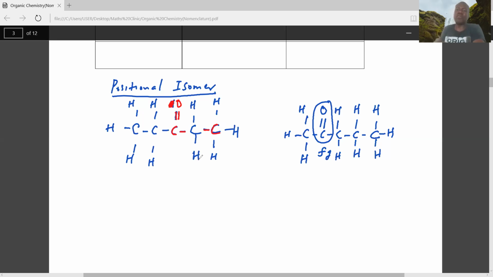First of all, let's look at their molecular formula. The molecular formula for the first one: let's count the carbon atoms. 1, 2, 3, 4, 5. C5. Hydrogen, it's 1, 2, 3, 4, 5, 6, 7, 8, 9, 10. H10. And O with 1 oxygen. The same applies with this one. 1, 2, 3, 4, 5. And 1, 2, 3, 4, 5, 6, 7, 8, 9, 10.